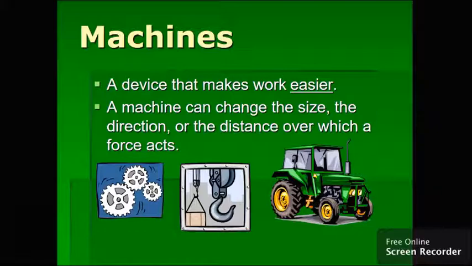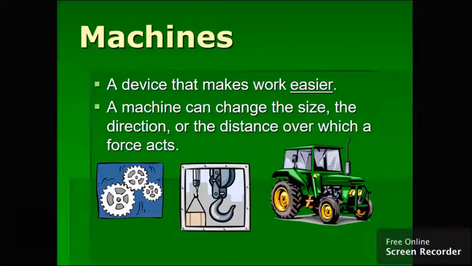But normally, when people think of machines, they think of something big and very sophisticated. But a simple machine, the most basic machine, is actually very simple. And the basic idea is a machine is something that we use that makes getting work done easier. So, what does that mean?